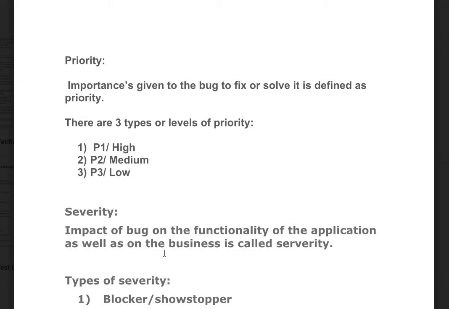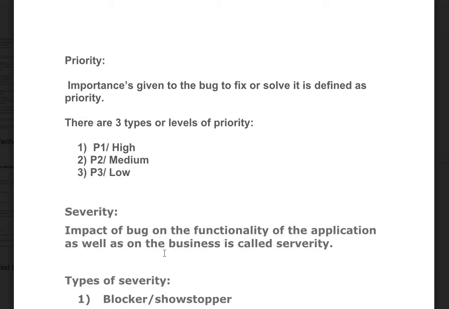Once the high priority bugs are fixed, the developer will pick up the P2 or medium priority, or P3 or low priority bugs. Okay, so this statement concludes that priority is an importance, the importance which is given to a bug to fix or solve. So this is all about priority.